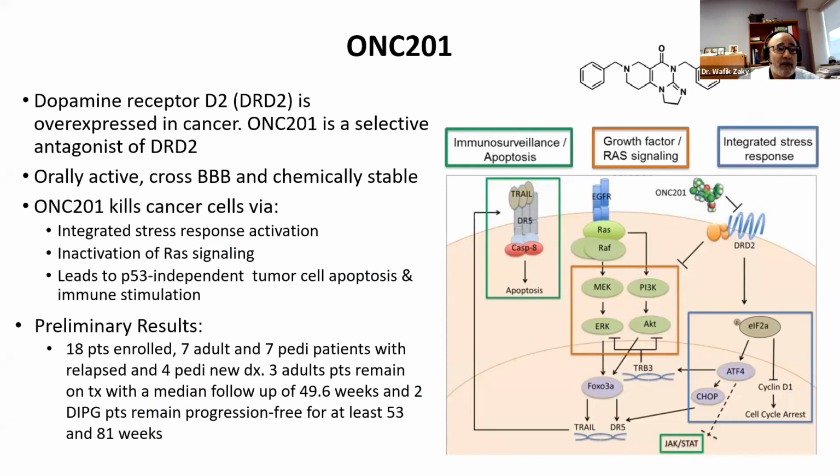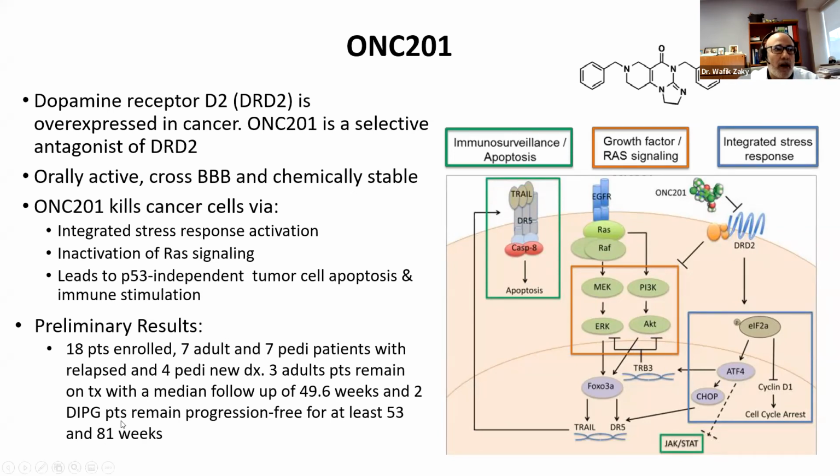Another new molecule under investigation now with some promising results is the UNC201. This is basically a dopamine receptor inhibitor. The dopamine receptor 2 is overexpressed in midline gliomas. And this drug is orally active and crosses the blood-brain barrier, and it causes tumor killing through different mechanisms, including the integrated stress response or inactivation of the RAS signaling pathway, and eventually leads to p53 independent tumor cell apoptosis.